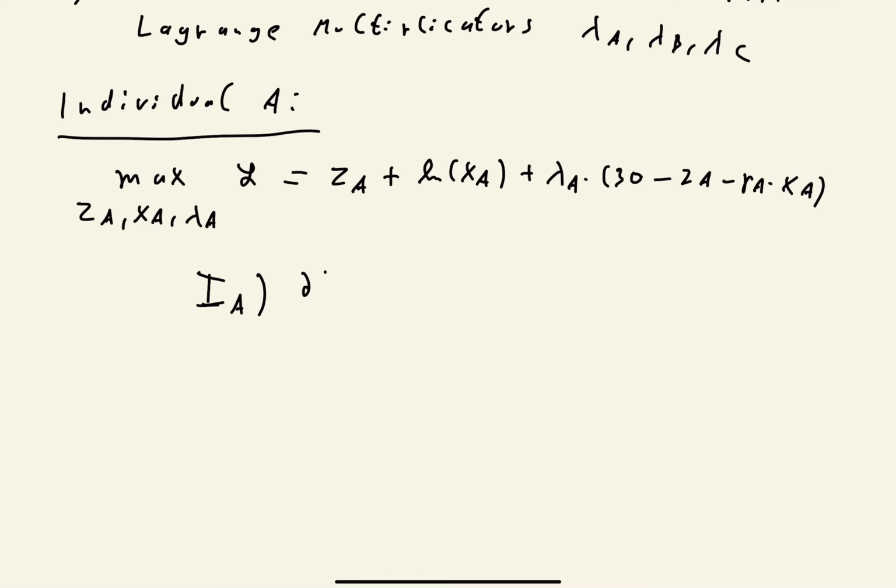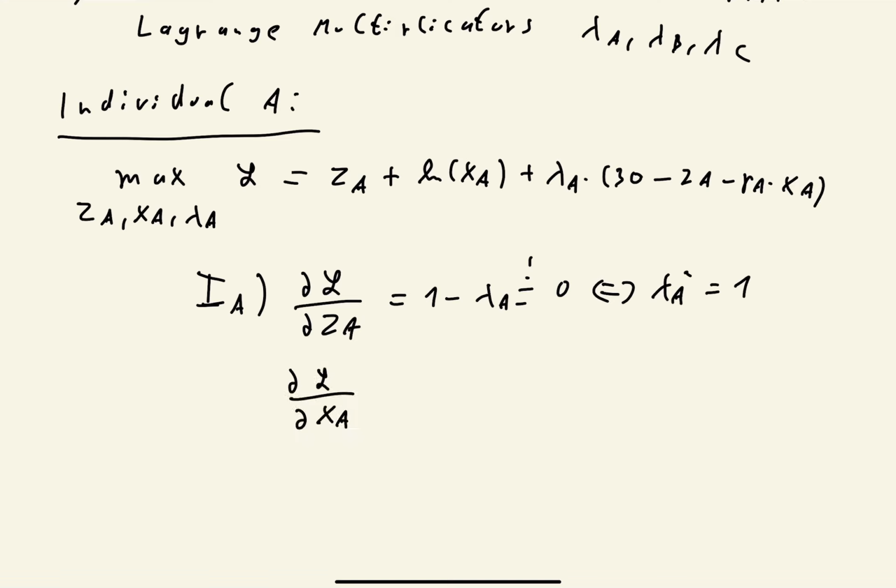Here we take the derivative of the Lagrangian with respect to ZA. This is equal to 1 minus lambda A, which should be equal to 0, and solving this gives us lambda A star is equal to 1. Then we take the derivative with respect to the amount of the public good which A is consuming. This is 1 divided by XA minus lambda A times PA. This should be equal to 0, and solving this gives XA star is equal to 1 divided by PA.